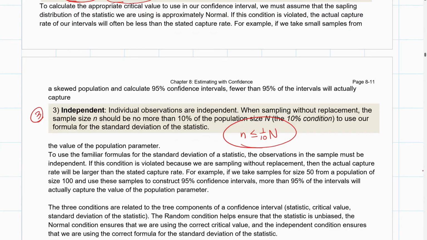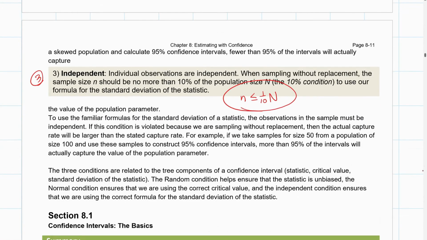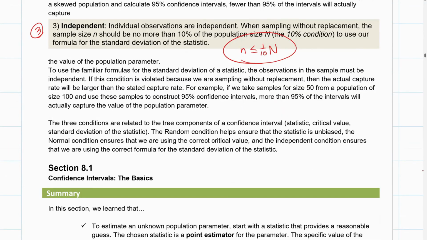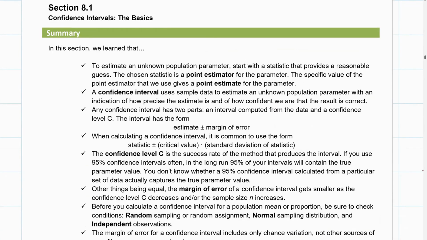All right? So we know that confidence level affects the margin of error, the width of the confidence interval. We know that the sample size affects the confidence interval. Okay. And we know that we have these three components, random, normal, and independent, to say that we could validly calculate the confidence intervals.